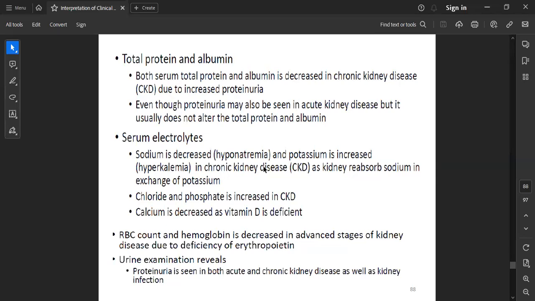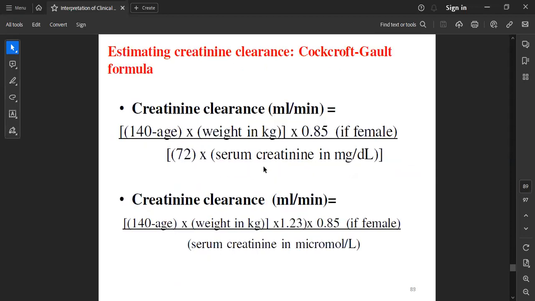Okay, this one's mentioned: RBC count, urine examination, proteinuria. What about this one? This is the formula for estimating creatinine clearance. It's different for males and for females. I think this was an error. Is the second one the one for males? I think this second one. Let me just confirm.